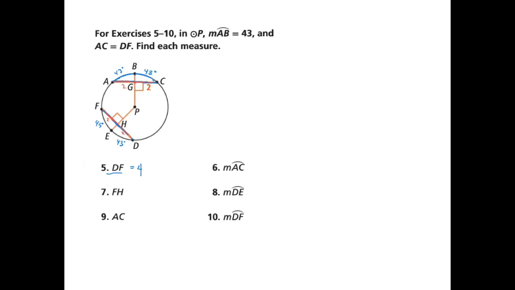Alrighty, number 6 says, what is the measure of arc AC? Arc AC is 43 plus 43, so that's 86 degrees for arc AC. Segment FH has a length of 2. The measure of arc DE here has a measure of 43 degrees. And the length of AC up here is 2 plus 2, so 4. And the measure of arc DF, from D to F, is 43 plus 43, 86 degrees.